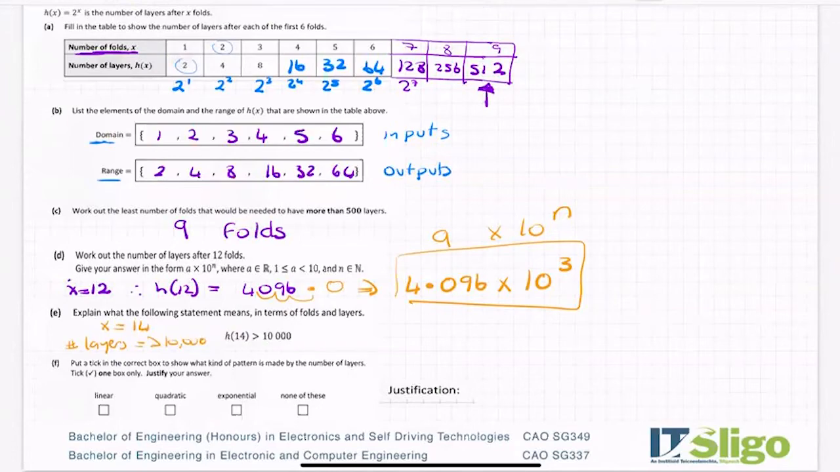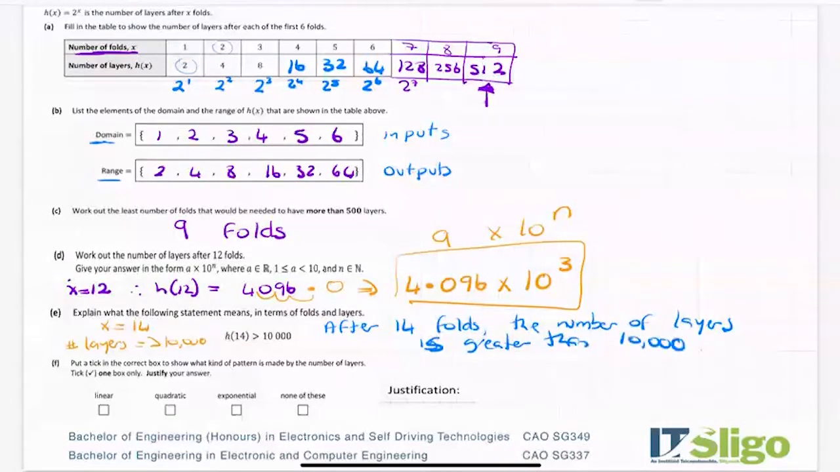Okay, so I would say that the number of layers, so whatever way you want to say it, after 14 folds, the number of layers is greater than 10,000. Okay, or something like that that makes sense, you know, in your head.